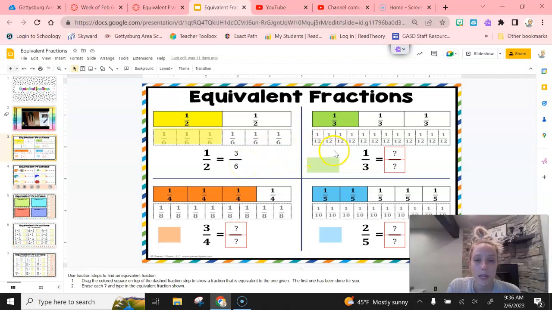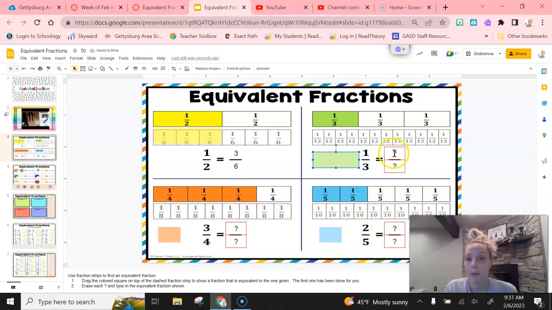Even these right here, you can size them. So you're going to cover it until it covers the same amount, and then you're just counting how many 12ths are the same as 1/2. Same with this one and this last one.